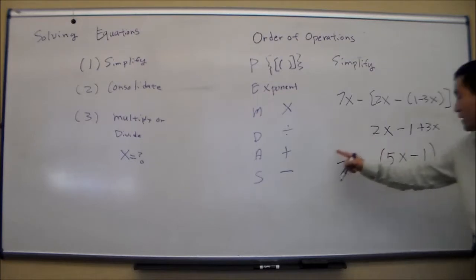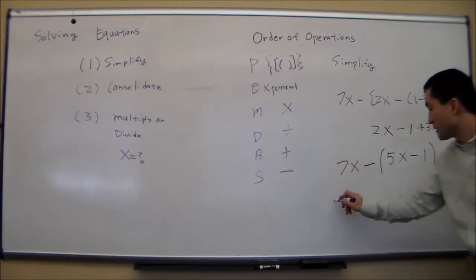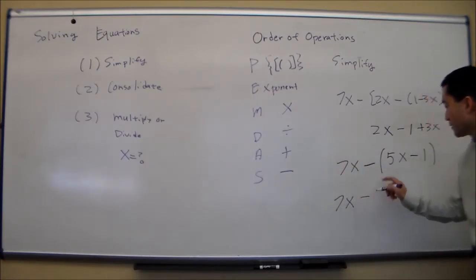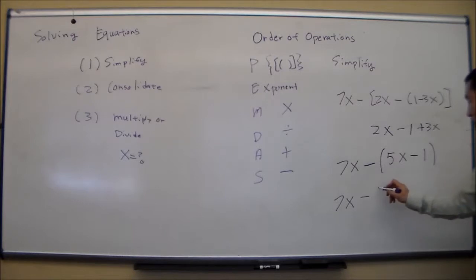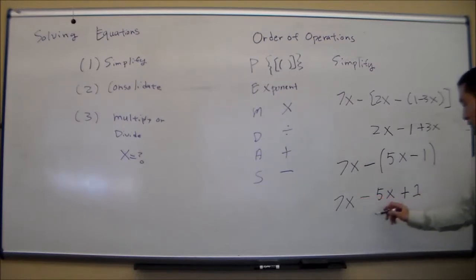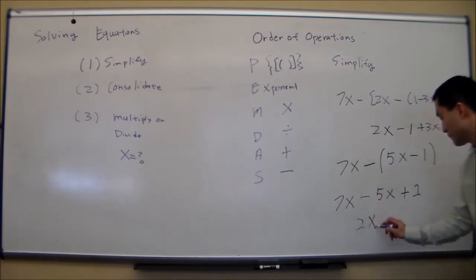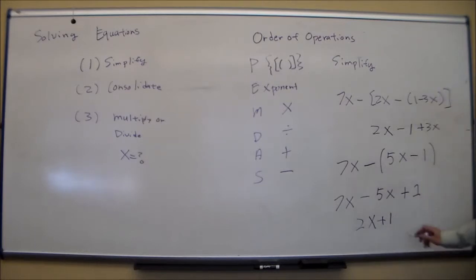So if I were to simplify this again, 7x minus, again it's an invisible negative 1. So negative 1 times 5x, that's negative 5x. Negative 1 times negative 1, 1 times 1 is 1. Negative, negative, so that turns to be a positive. So if I simplify this further, you get 2x plus 1. And that's your final answer.